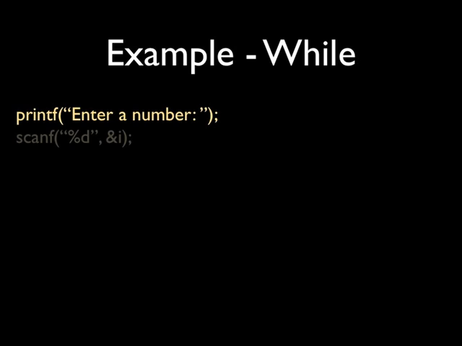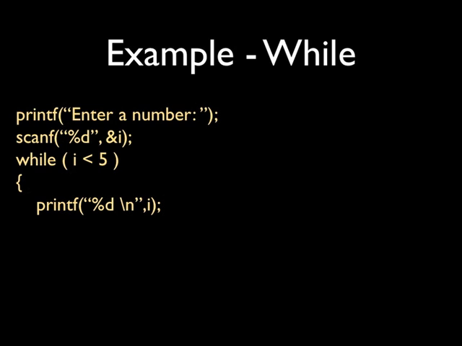So our next example of a while loop, we're going to enter a number, then we're going to read in a value, and we're going to check if that value is less than 5, same as last time, print out the value to the screen.